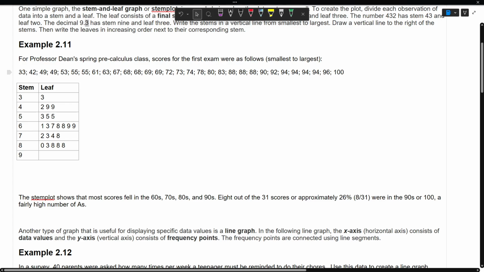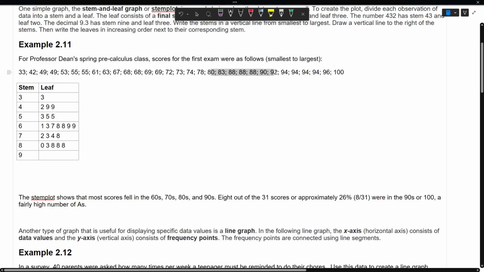If we take a look at all the different stems we have, 30s, 40s, 50s, all the way up to 100s. We can see our stems here, 3, 4, 6, 7, and so on, right? All of it's filled out. Notice a couple things. Let's just look at the 80s.